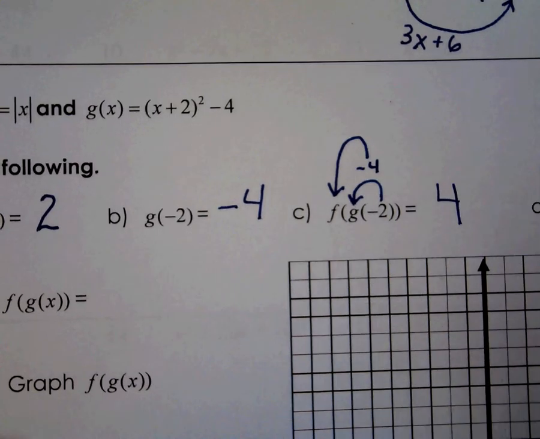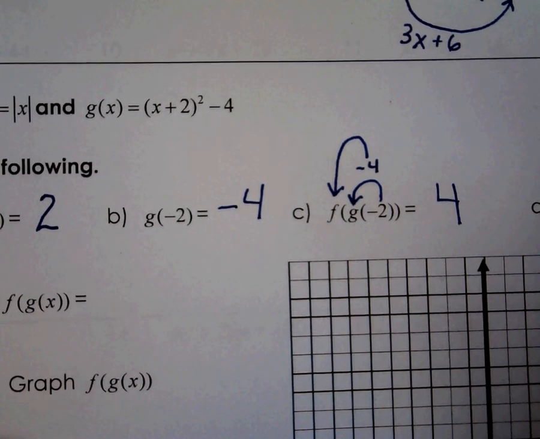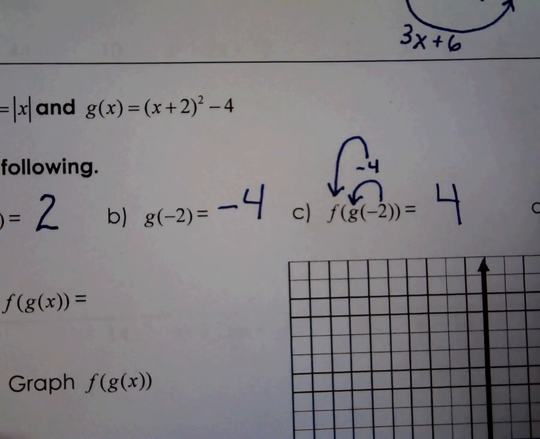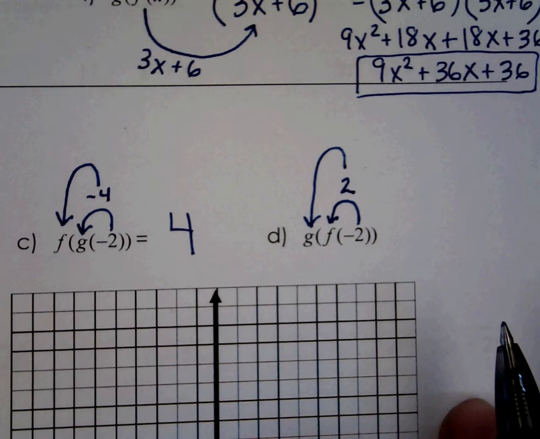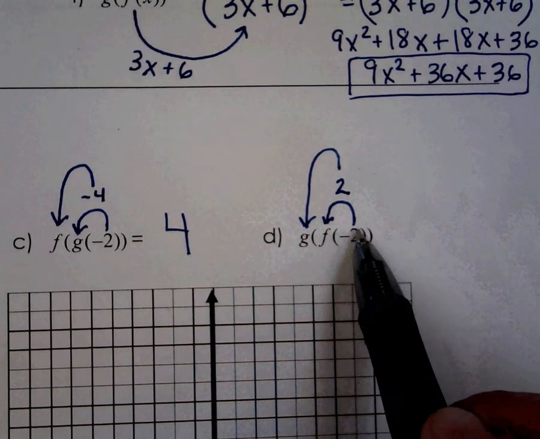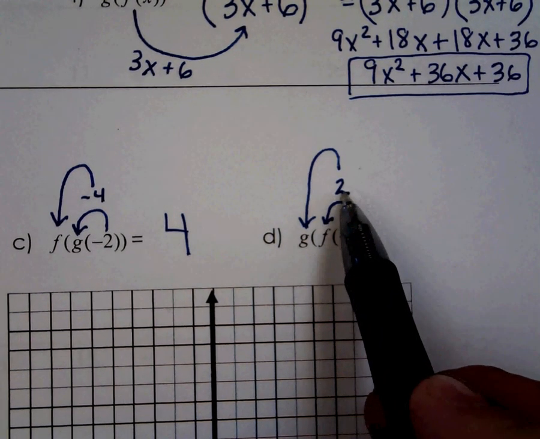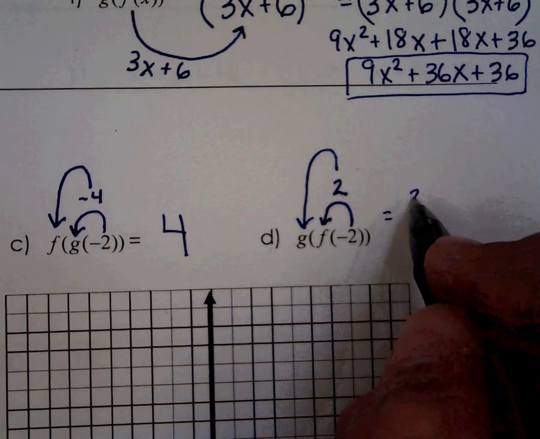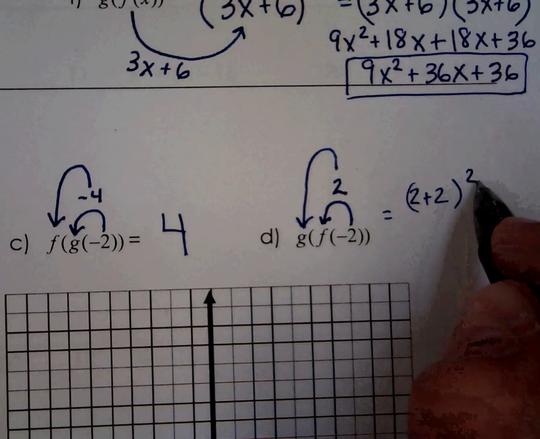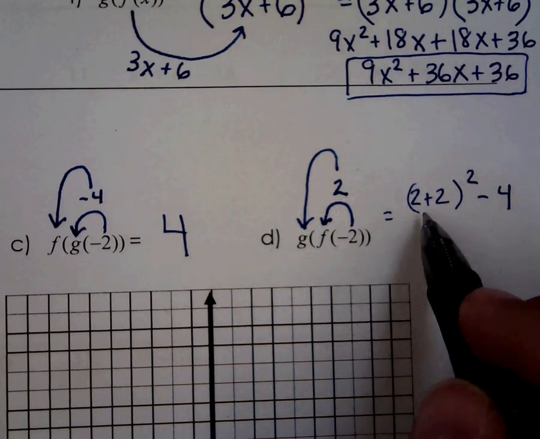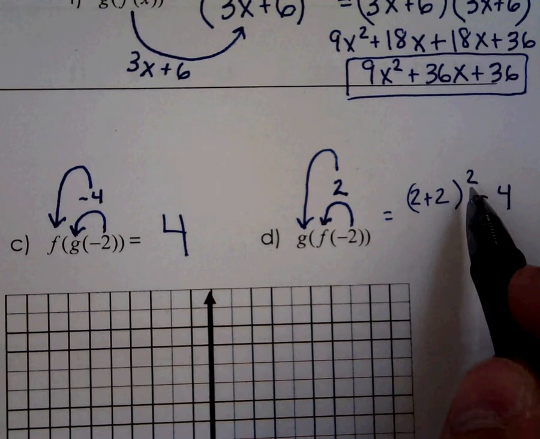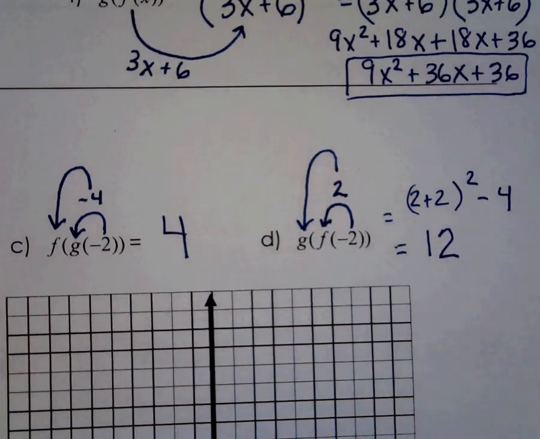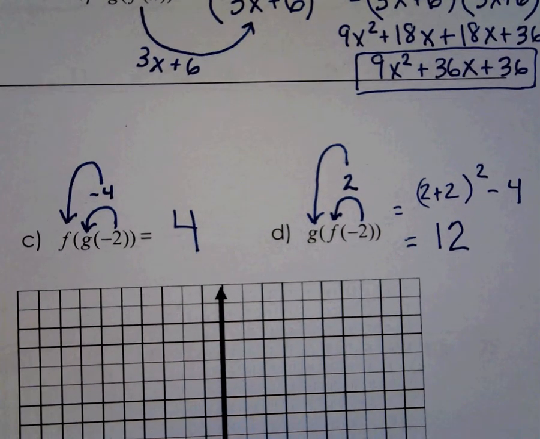In D, take negative 2, plug it into f, we get positive 2. Take that answer and plug it into g and see what you get. So it's another double. Taking negative 2 into f to get positive 2, take that answer and plug it into g. It's going to be (2 plus 2) squared minus 4. 2 plus 2 is 4. 4 squared is 16. 16 minus 4 is 12. So those are your 4 answers for A, B, C, and D.